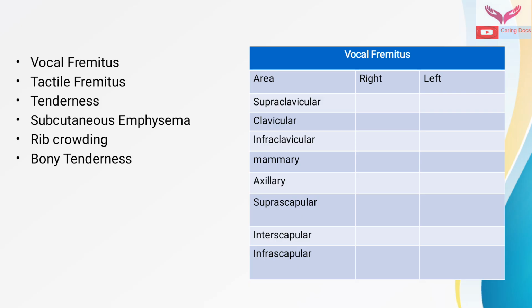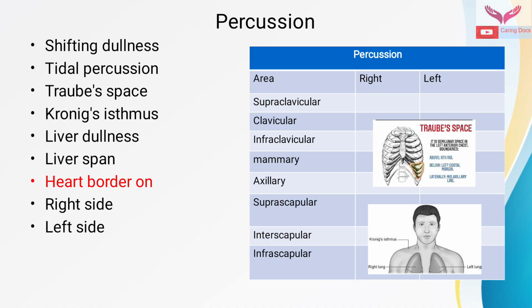Vocal fremitus is a vibration that is transmitted through the body when a person speaks, and it can be detected as a tactile sensation on the chest wall. This is increased in pneumonia, lung abscesses, and decreased in pleural effusion, pneumothorax, emphysema. I will be discussing these vocal fremitus and tactile fremitus in my next videos.